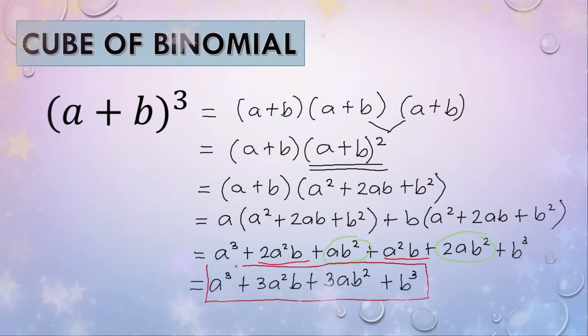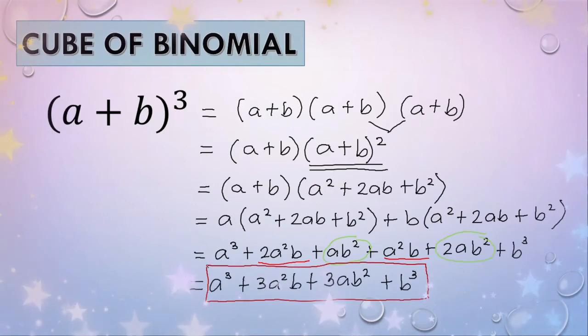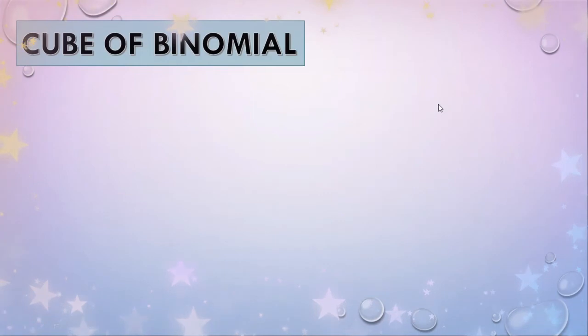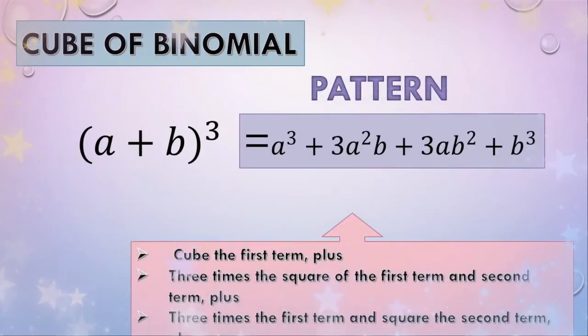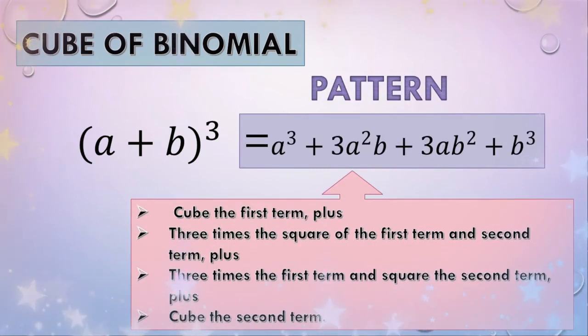And always box your final answer. So that's how we get the pattern for the cube of a binomial. So cubing a binomial has this pattern. In words, cube the first term plus 3 times the square of the first term and the second term plus 3 times the first term and square the second term plus cube the second term. So, for you to better understand this topic, let's have examples.